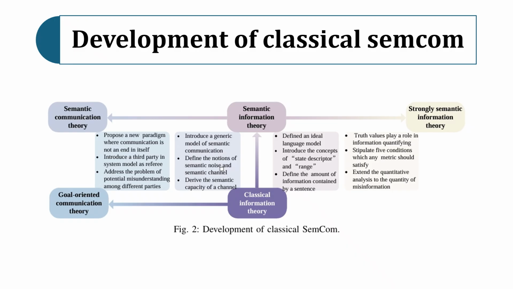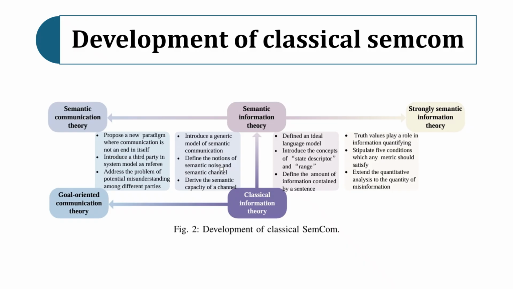We need to first introduce a paradigm where communication is not an end. We can also introduce a third party system, which we can see as a referee. Now we have to address the problems of misunderstanding among different parties, like problem A, problem B, problem C, and we need to sort out these problems. Clear? Then we can generate a generic model of semantic communication.